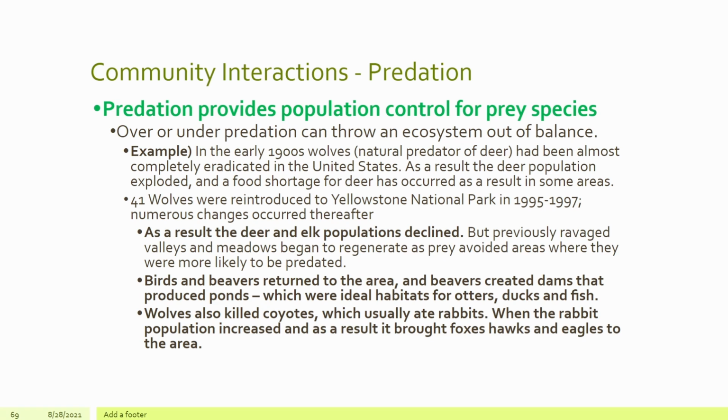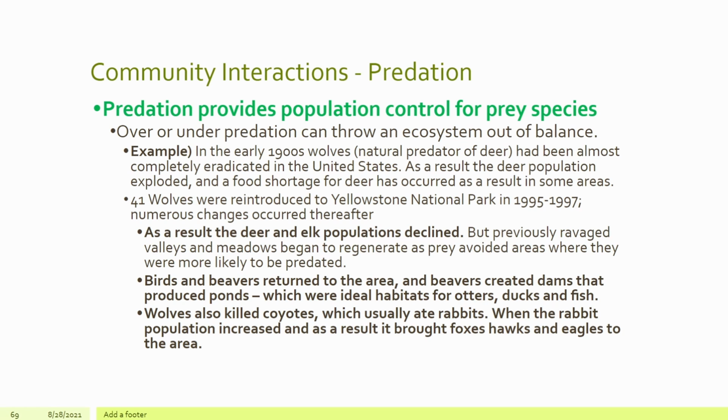So predation provides population control for prey species, so it is needed. If you have over or under predation, that can throw off an ecosystem and put it out of balance. An example: in the early 1900s, wolves, which are a natural predator of deer, had pretty much completely been eradicated in the United States. As a result, deer were not being predated as much, and the deer population exploded, and a food shortage for deer occurred.